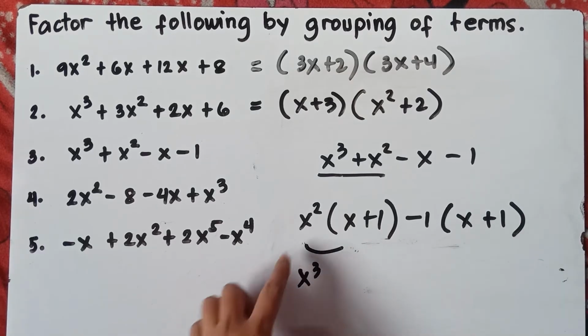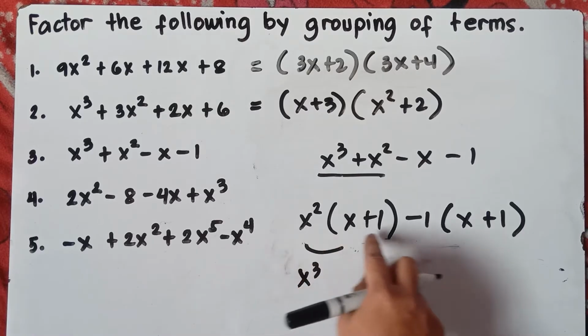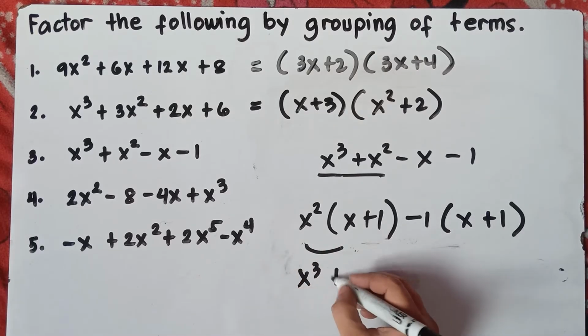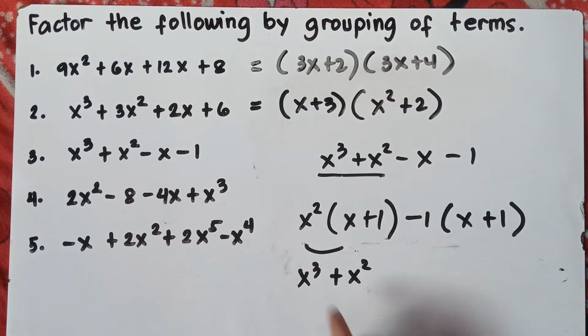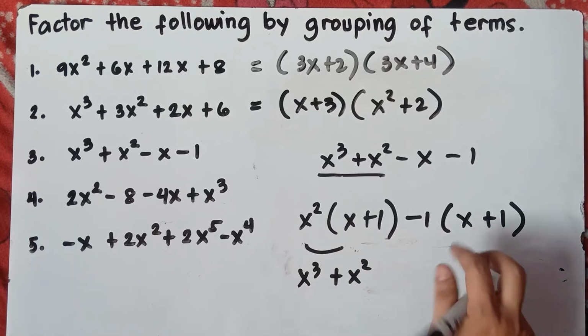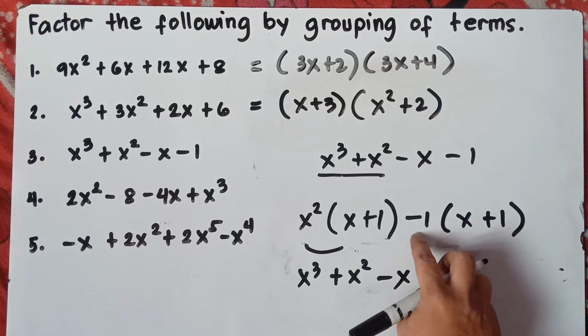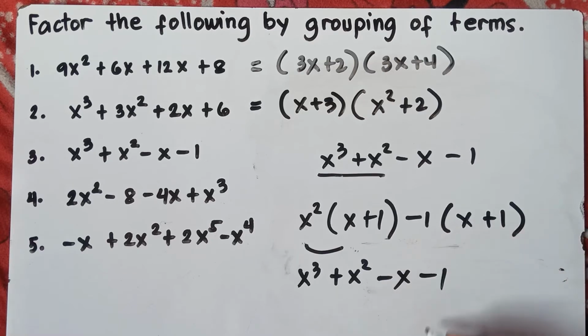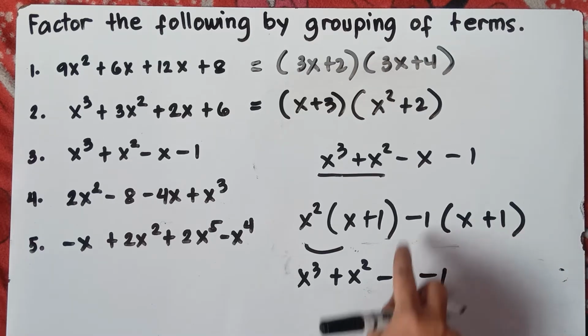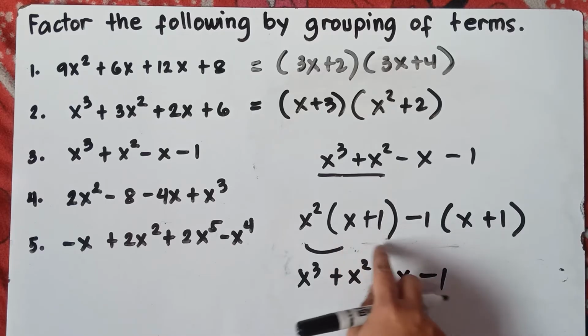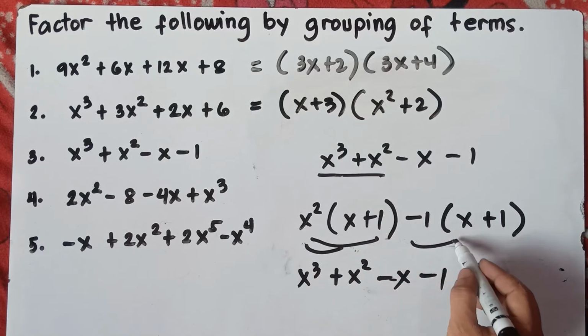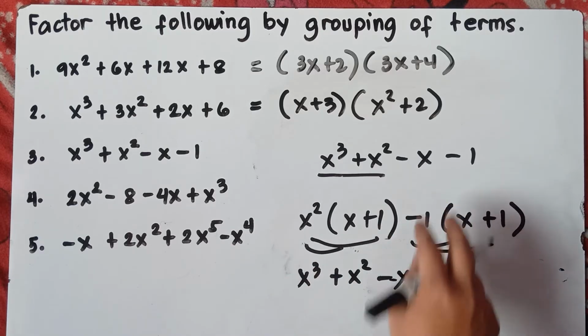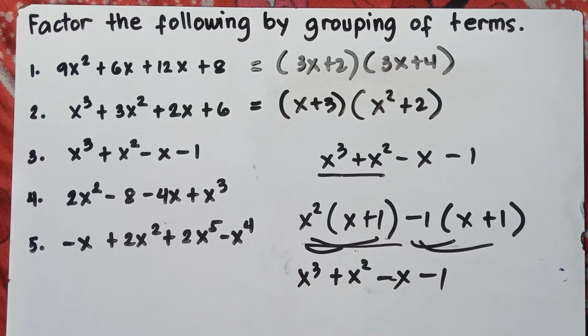Alright, so x squared times x, that would be x cubed. X squared times 1, that would be positive x squared. Then negative 1 times x, that's negative x. Negative 1 times positive 1, that's negative 1. Therefore, our answer is correct. So let's check by distributive property. This one, and we get the same answer. So this will be our factor, class.